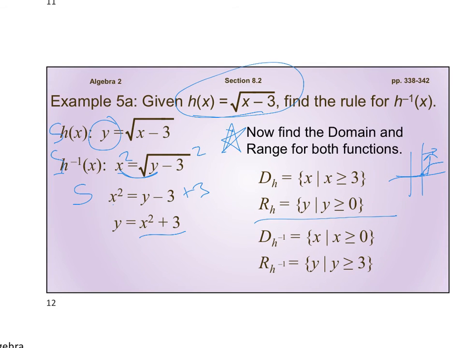Now, the inverse is reflected across the y equals x line, and I end up with something along the lines of this. And this is now a positive 3. So my roles have reversed. Notice that the range of the inverse is equal to the domain of the original function. And the range of the original is equal to the domain of the inverse. Because they switch. That happens when you do that switch.